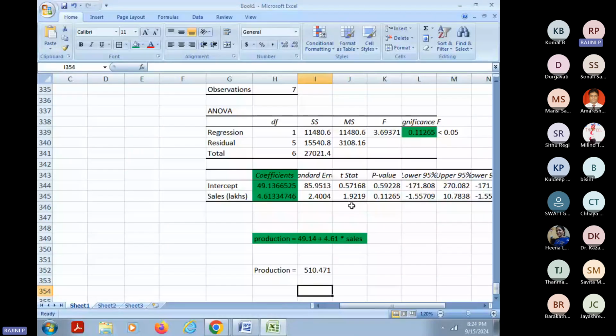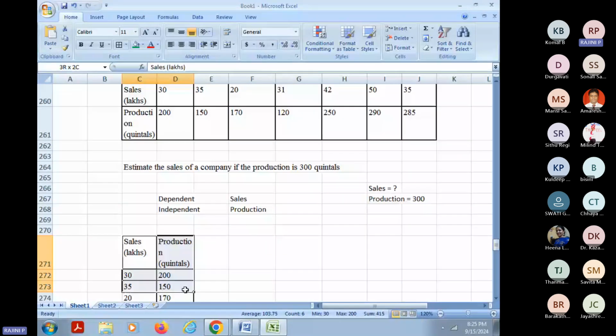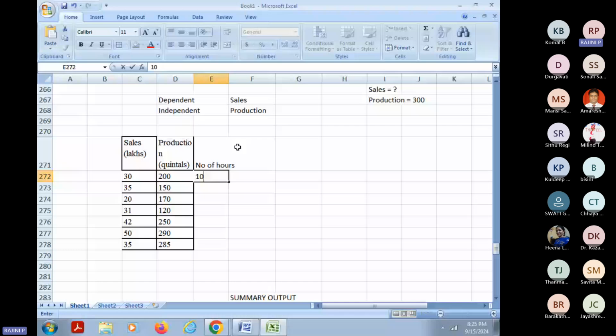One more thing, ma'am. In the data, we cannot always find only one dependent and one independent variable, right? If you're having more than one independent variable, here I'm taking wages also. So my sales depend on the production of the item and the number of hours the machine is working. Here I'm taking 10 hours per day, and 15 hours, 20 hours, 25 hours, 12 hours, 13 hours, and 15 hours. Like this, you are having another column. This is an example.